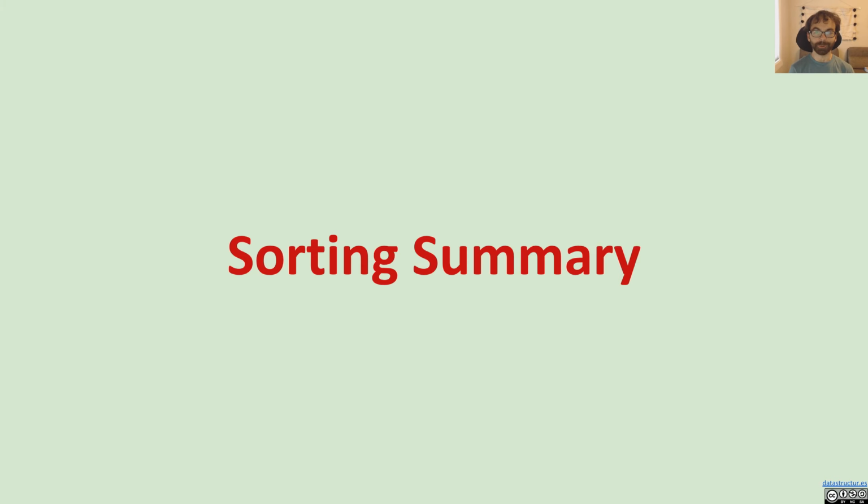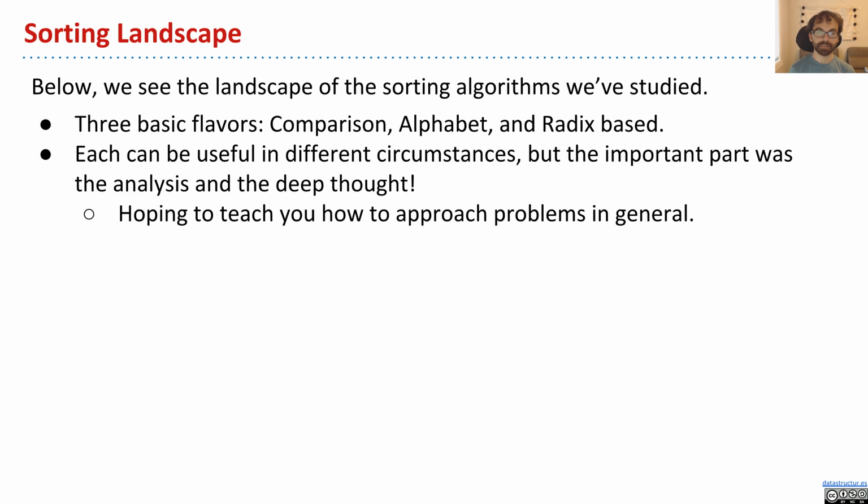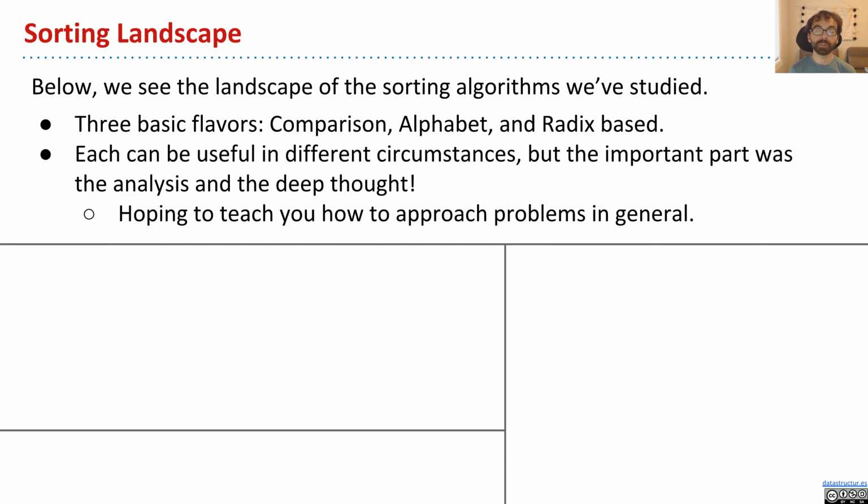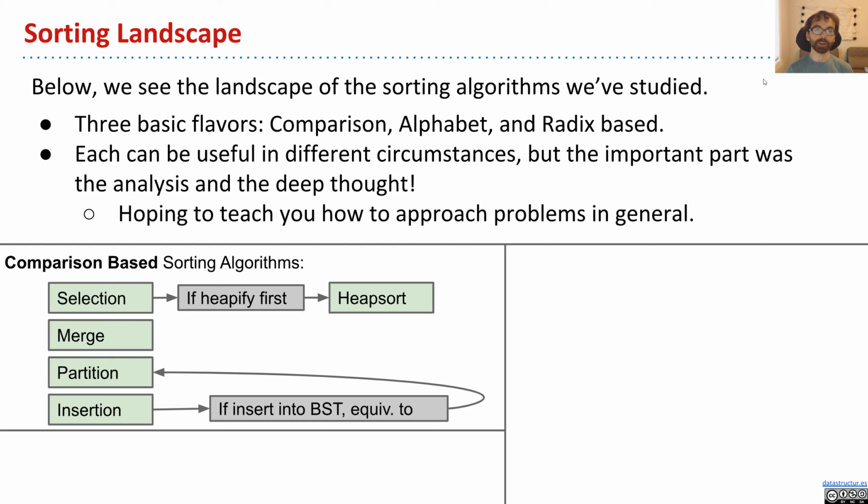All right, we did it. We're done with sorting. So let's summarize. At the bottom, I'm going to show you the landscape of the sorting algorithms that we've studied. So the first flavor are comparison-based sorts. We had the selection, merge, partition, and insertion ideas.